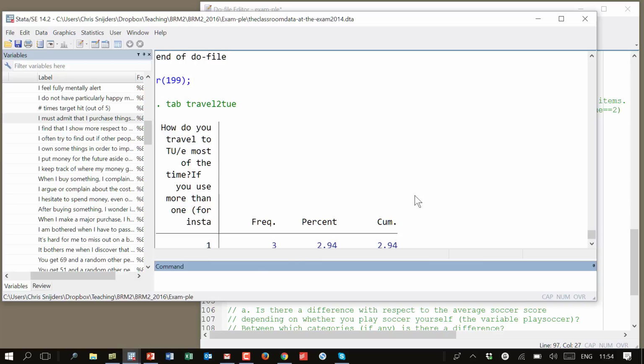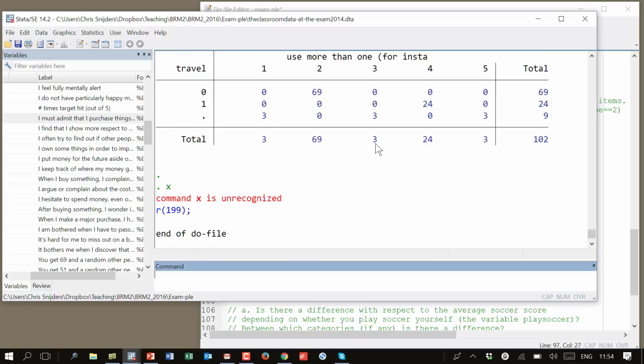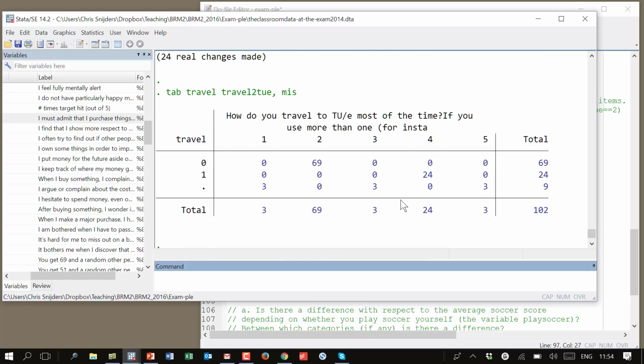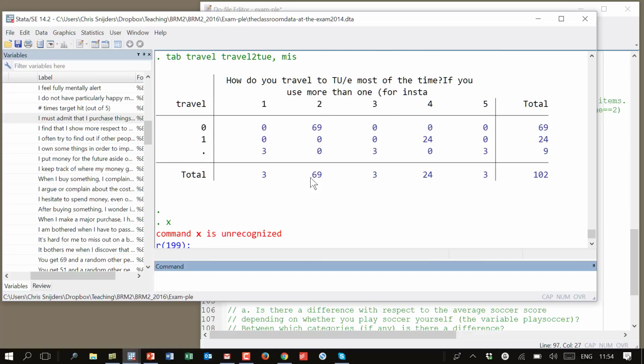Yeah, then it did work. The tab wasn't necessary because you have the tab here. Okay, so this working 69 there, 24 there. That's exactly the same as we have over here.